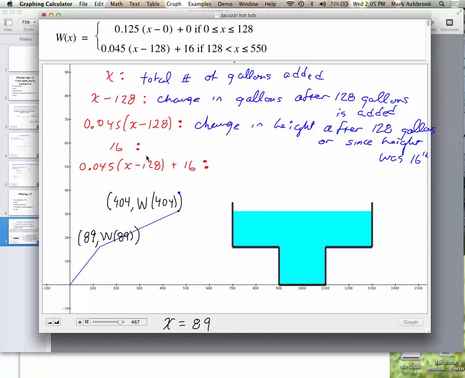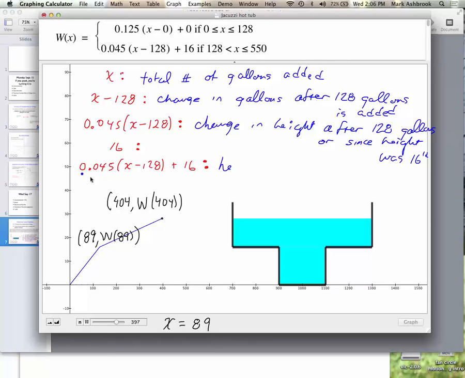Okay, 16 is this height, the starting height for this piece of our function, right? So it's the height corresponding to 128 gallons, the height of the step. It's our initial starting height for the new rate of change, the initial height for the rate of change of 0.045. And then this would be new y one, new height one. Yep.